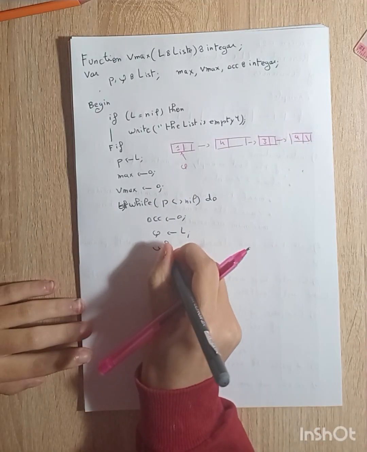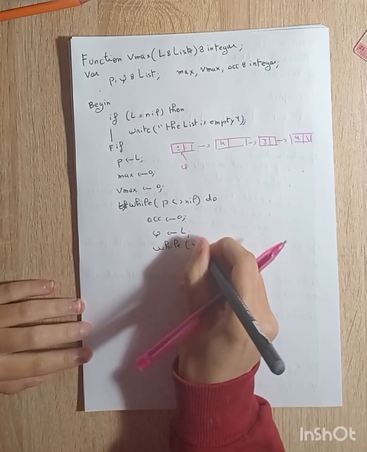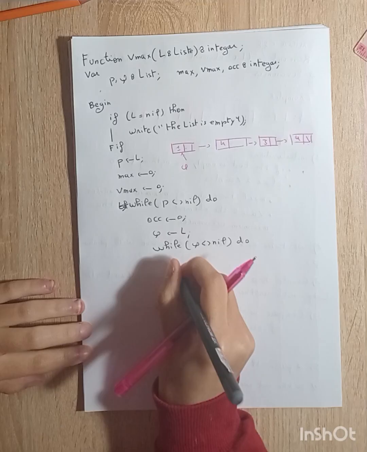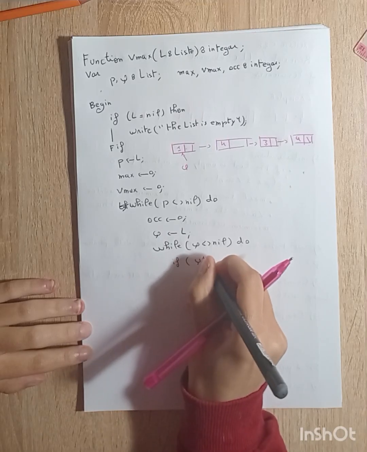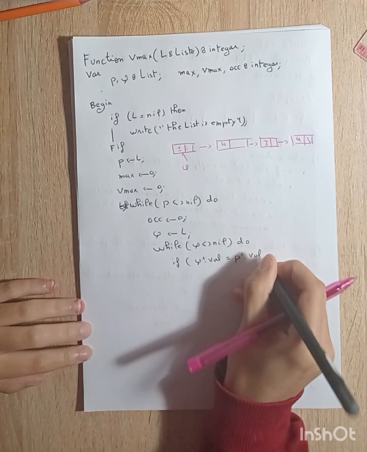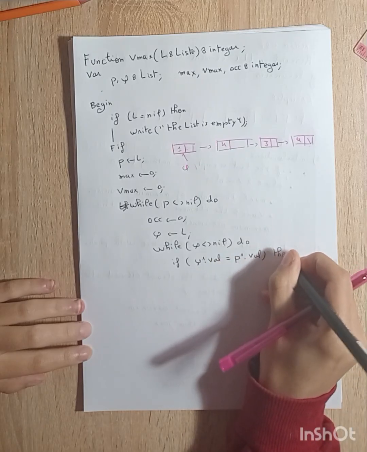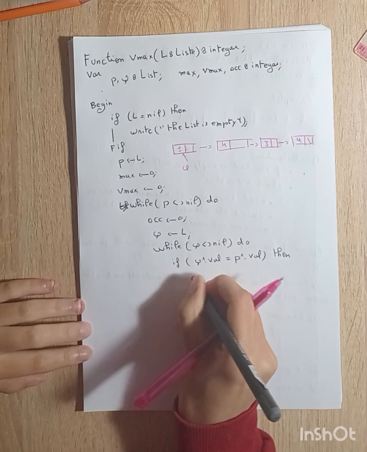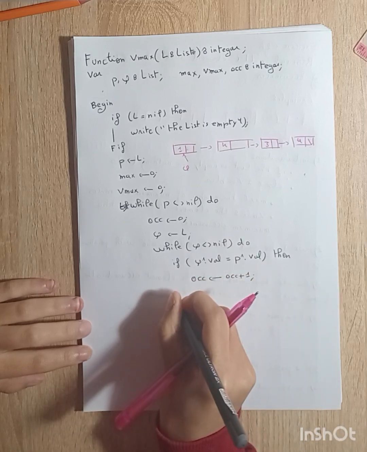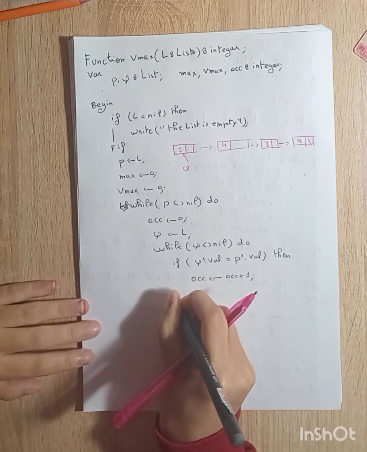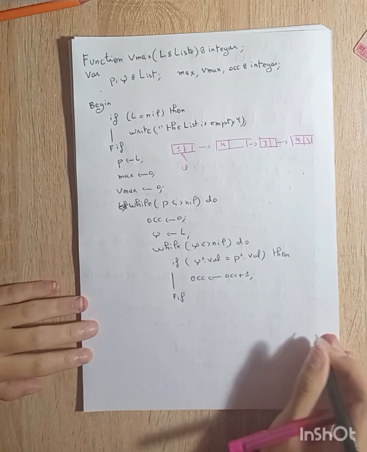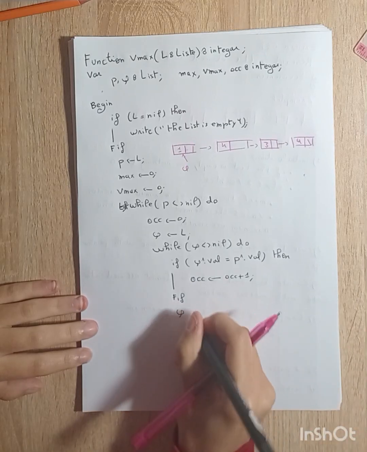Anyway, the second loop will be: while Q is not equal to nil, do. If the value of Q is equal to the value of P, then the counter will increase. If not, we quit this condition and Q takes a step forward.